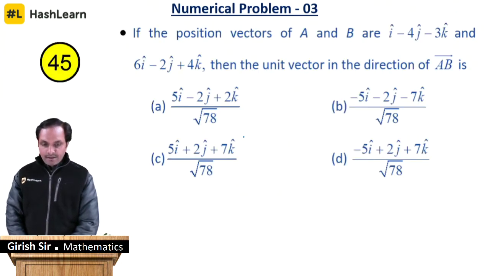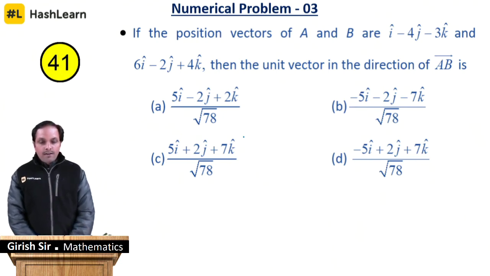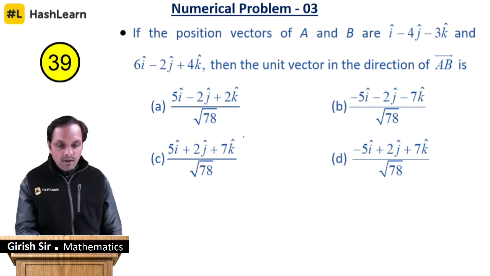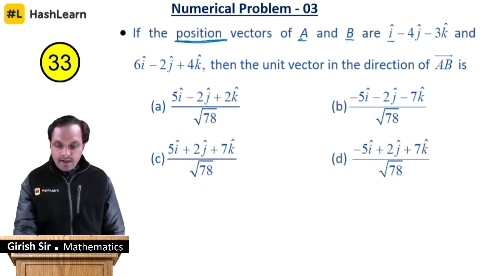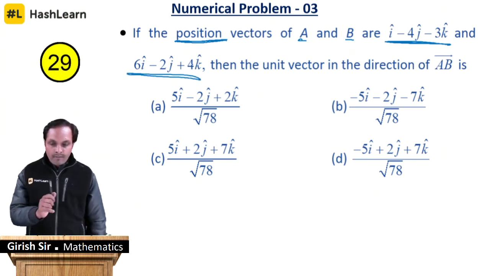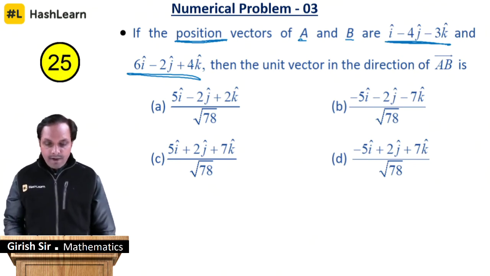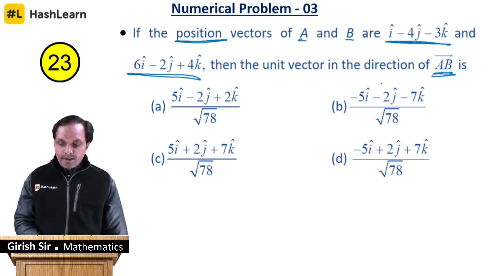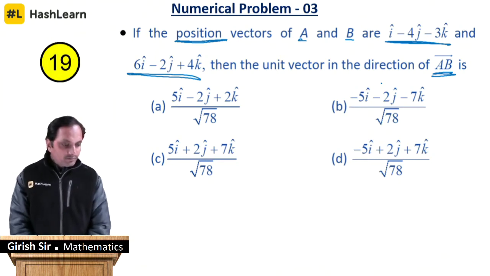Numerical 3 is here. This word is very important. Position vector of A and B is given as, this is the position vector of A, and that one is the position vector of B. So you have to find the unit vector of AB.